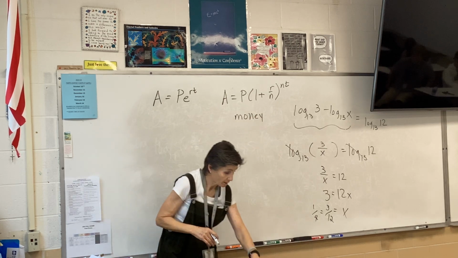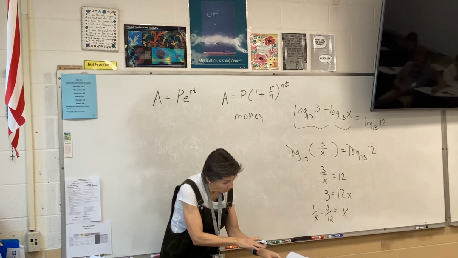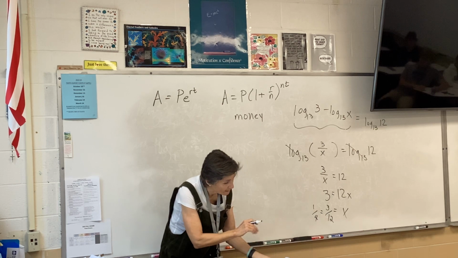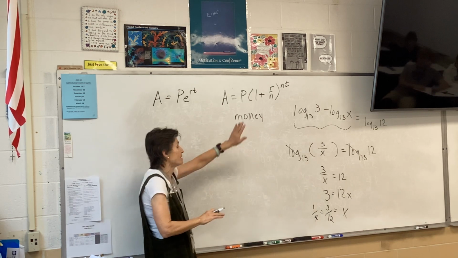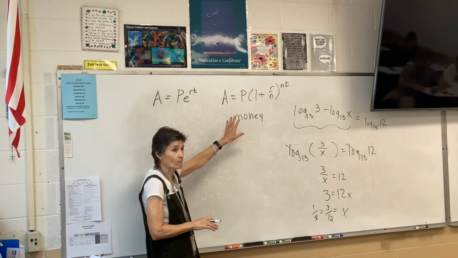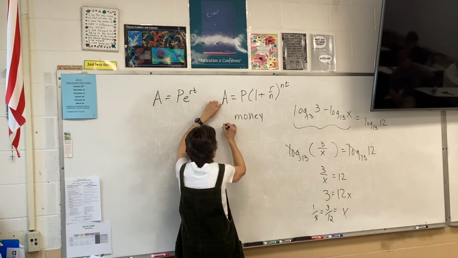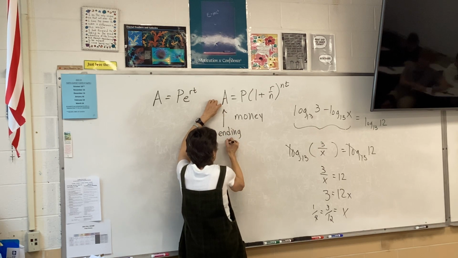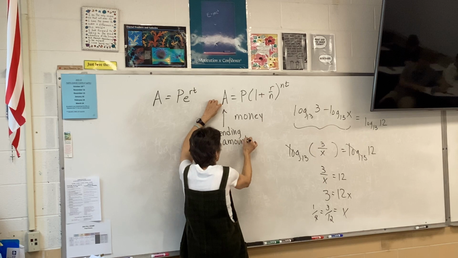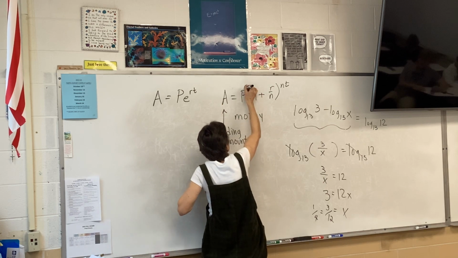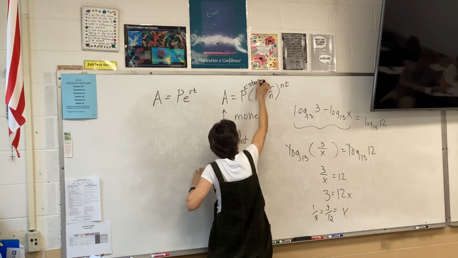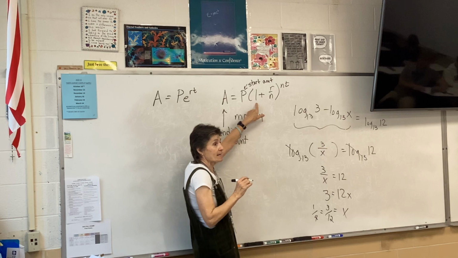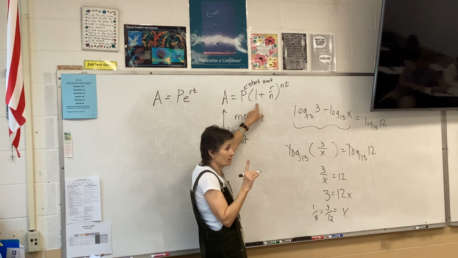So if you look, some of your problems involve colonies of microorganisms growing and half-life of elements. Not this one. This one is only for money. A stands for the amount that you end with. So it's the ending amount. P is the starting amount. That is a 1. It's not a letter, it's the number 1.